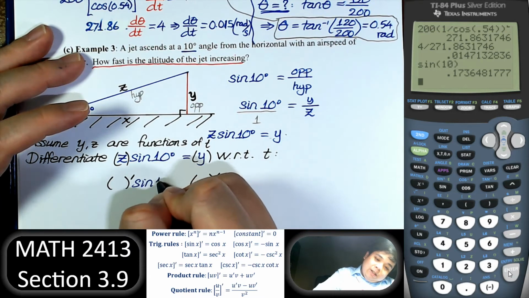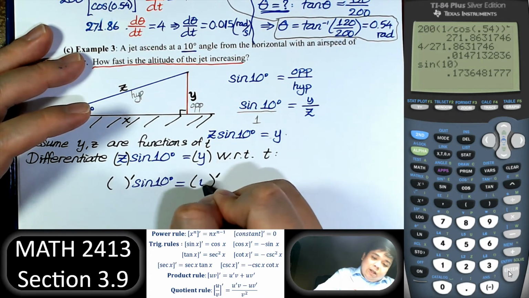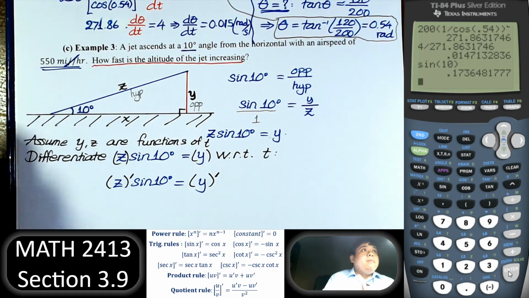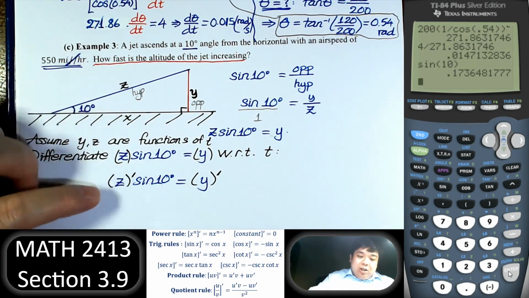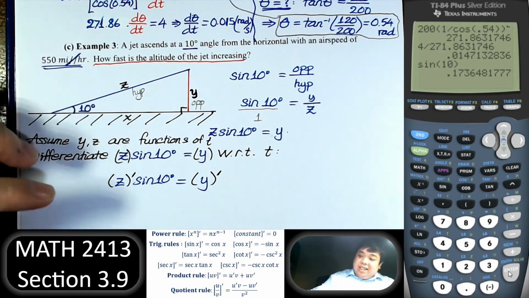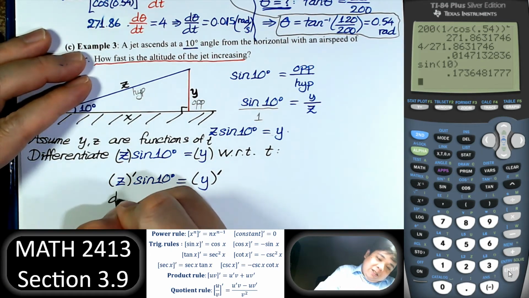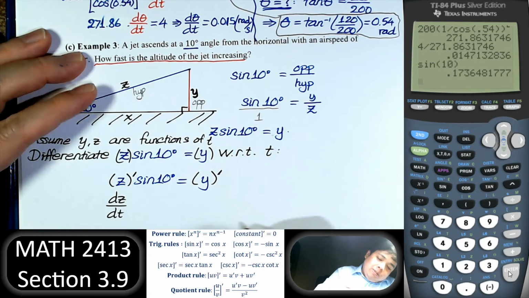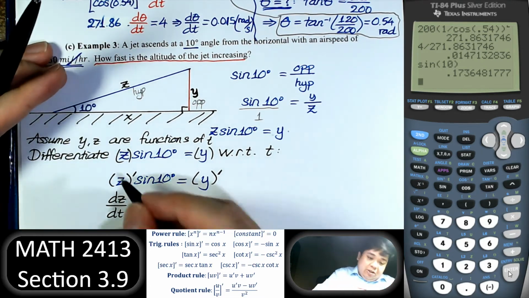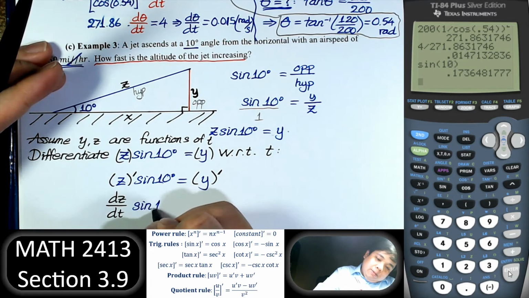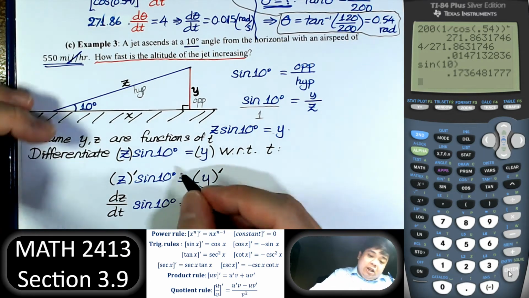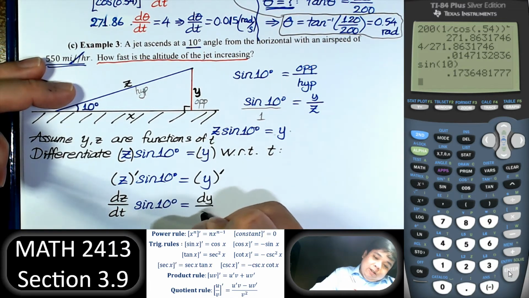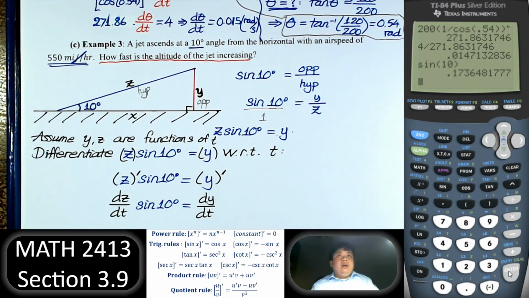Sine of 10 degrees. Y is here, z is here. Right. These z prime is the derivative of z with respect to t, so that is dz over dt. Sine of 10 degrees. Y, derivative of y with respect to t, dy over dt. Right. Now what do we have?